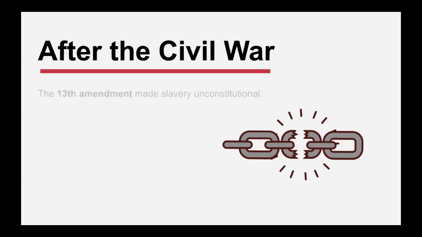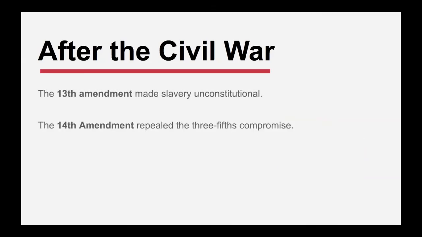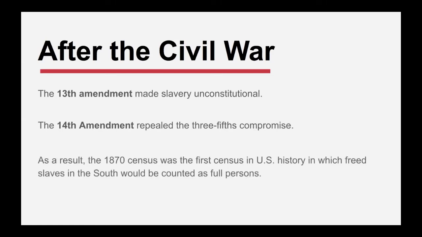The 13th Amendment made slavery unconstitutional. But what about the Three-Fifths Compromise? The 14th Amendment repealed the Three-Fifths Compromise. The first census taken after the Civil War was in 1870, and it was the first census in U.S. history in which freed slaves in the South would be counted as full persons.